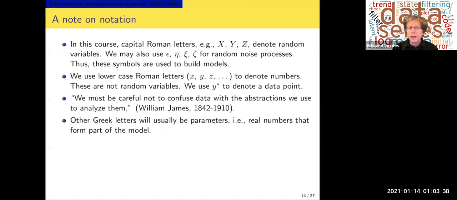A little note on notation. In this course, capital Roman letters X, Y, Z will be random variables. We can also use certain Greek letters, epsilon, eta, psi, zeta, for random noise processes, and these symbols are used to build models. Models are random variables. Lowercase Roman letters denote numbers, not random variables, and y star in particular is going to commonly be used to denote a data point. It's a little unusual to put the star on data. I like to do it partly following William James's advice. We must be careful not to confuse data with the abstractions we use to analyze them. So putting a clear signal of what is the data has some advantages. Other Greek letters will usually be parameters, which are real numbers that form part of the model.